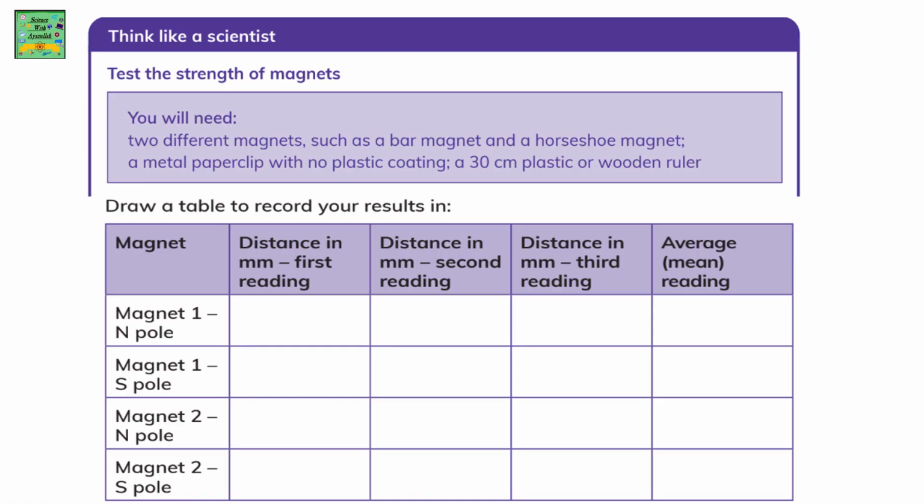Test the strength of magnets. You will need two different magnets, such as a bar magnet and a horseshoe magnet, a metal paper clip with no plastic coating, a 30 cm plastic or wooden ruler. Draw a table to record your results in.